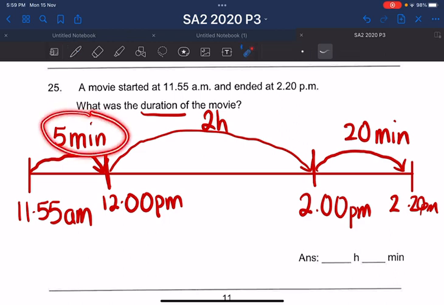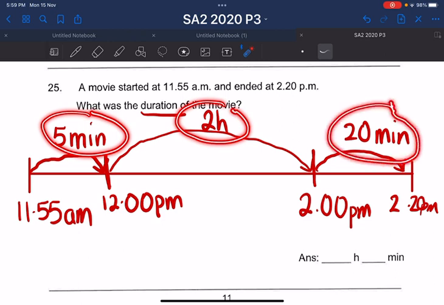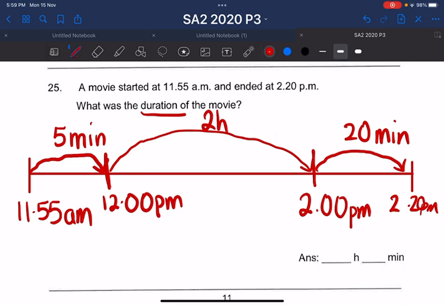We have this, and we also have this. So if we add up all these three, we will get the duration, right? So 5 minutes and 20 minutes. Let's do the minutes first. The 5 and the 20. The minutes is easiest to do. It's 25 minutes in total. The hours, nothing much has changed, so we'll keep it to 2 hours. Alright, so 2 hours, 25 minutes in total. So this movie is 2 hours and 25 minutes.